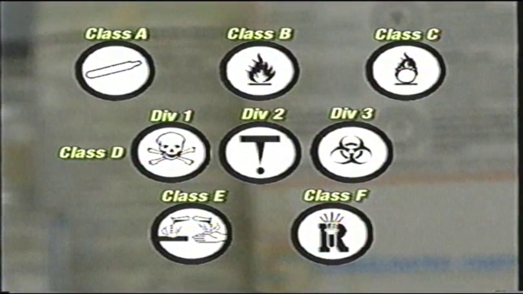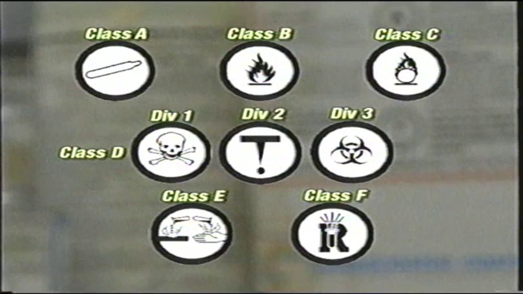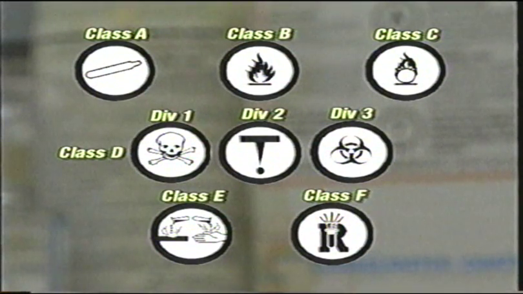It is important to be able to recognize all of the 8 symbols we have just looked at and the hazards they represent, as at least one of them will appear on every WHMIS supplier label.